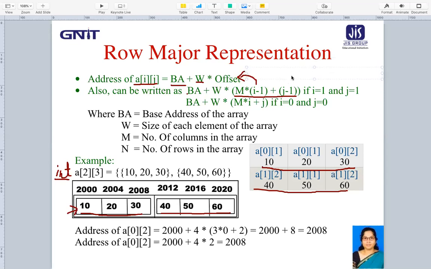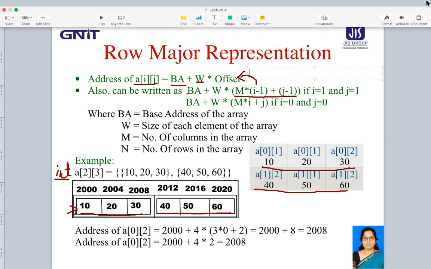So the formula for the offset was: R means the number of rows, so whatever row is given, here my row is given as i, into the number of columns. So what is the number of columns? M, plus the column, that is here j.